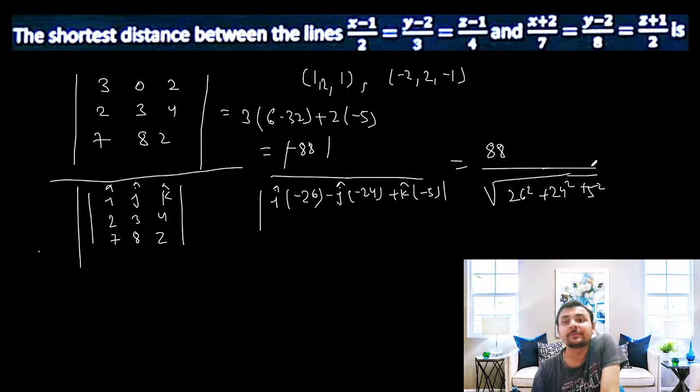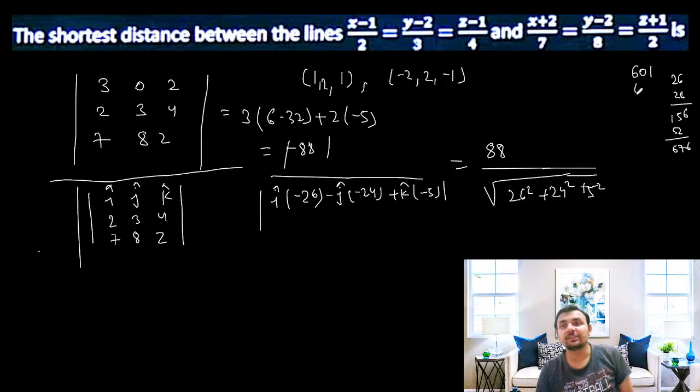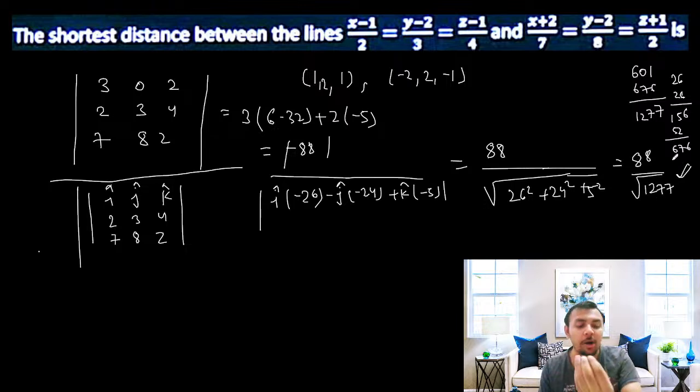So 576 plus 25 is 601. 26 whole square is 676, which gives 1277. So it is 88 upon root 1277. This is one of the options.